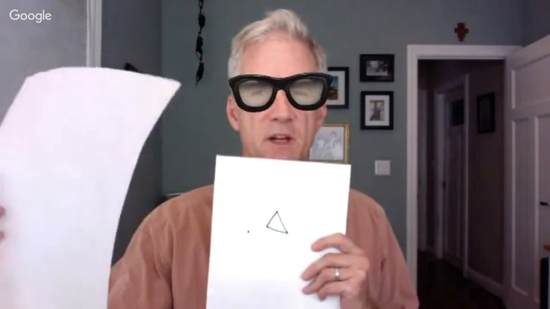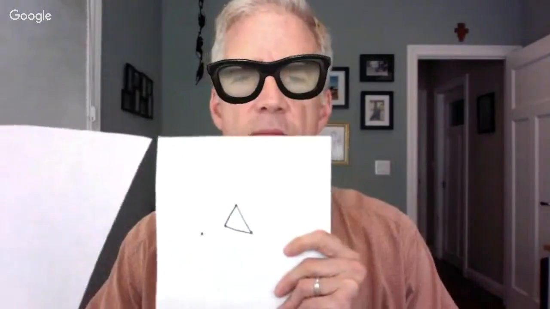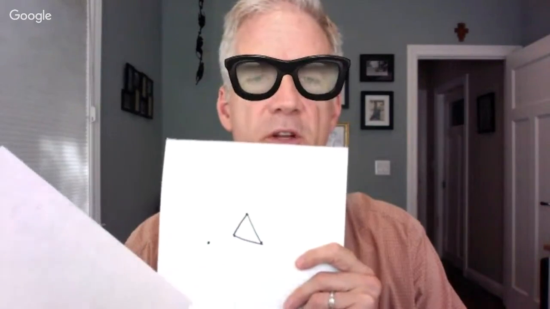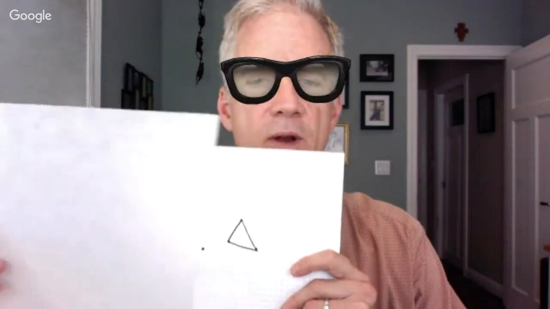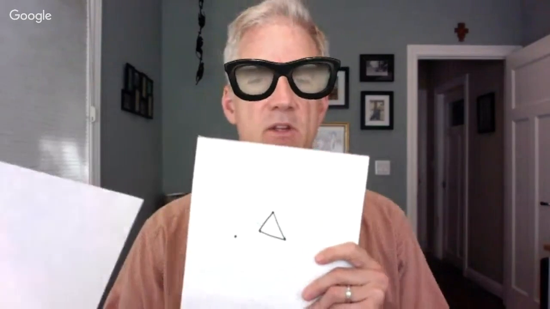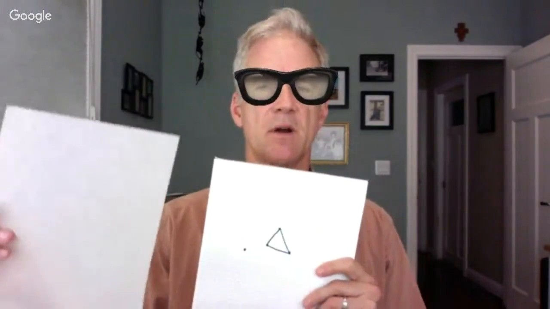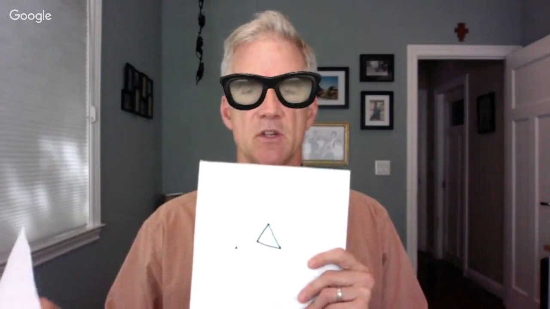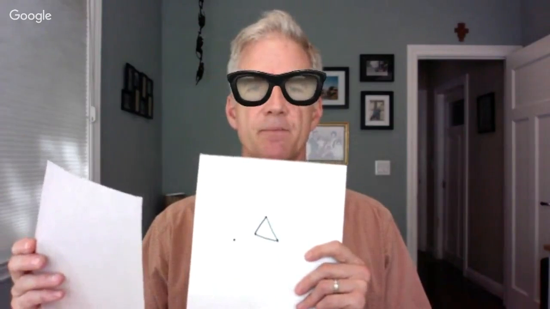Probably should have mentioned that up front. You can probably do this with another piece of paper, but if you're doing it online, you're not really going to be able to see it. So that's why I'm using tracing paper. If you have tracing paper, it's the best, but you might be able to do it with two pieces of graph paper.